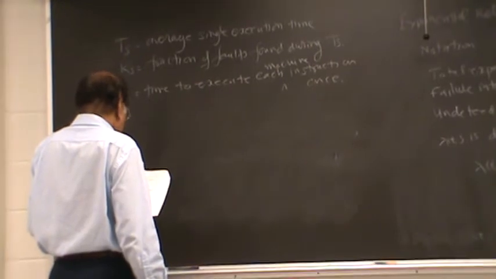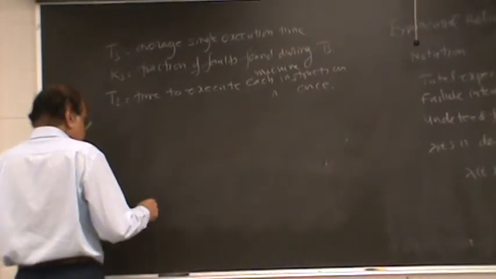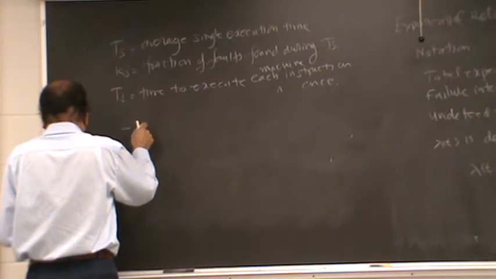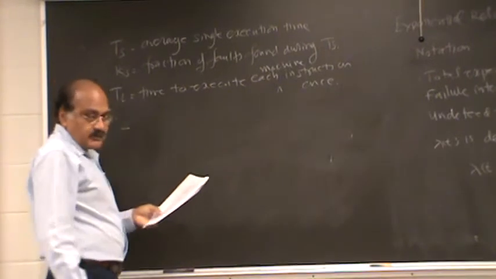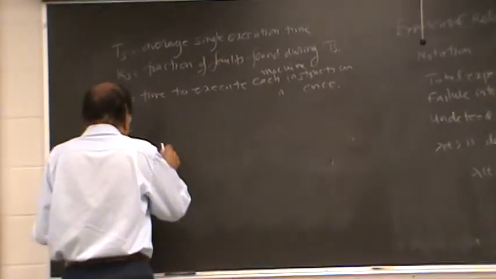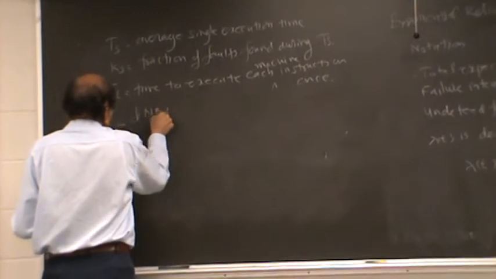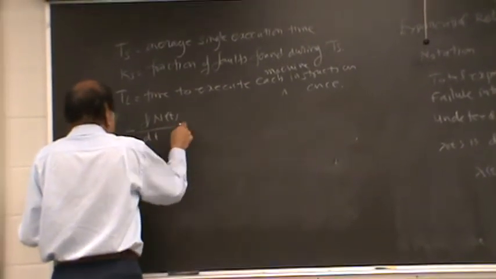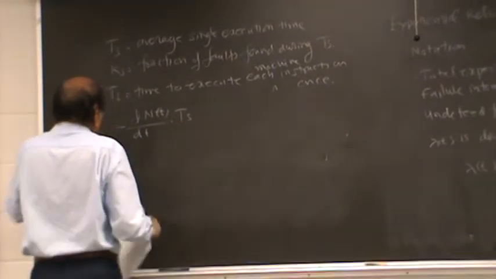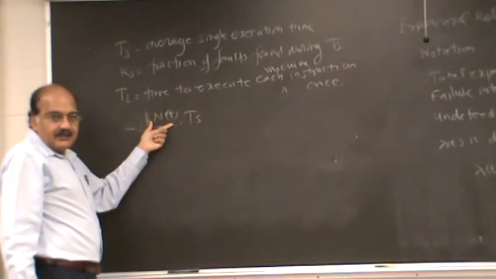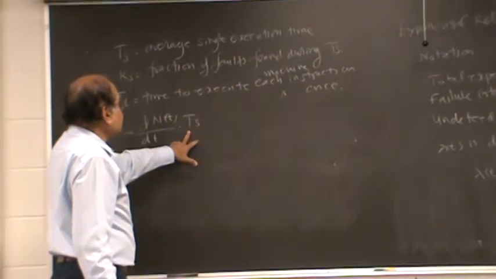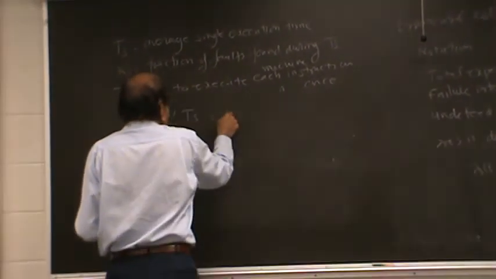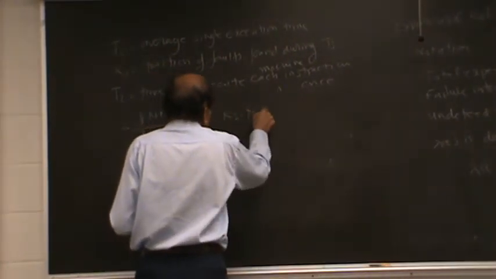Okay, let me refresh my memory here. Okay, so the number of faults that would be found during one execution would be given by the derivative of this, multiplied by t sub s, minus, to represent the fact that the number of faults present decreases, multiplied by the single execution time. So the faults that would be found in a single execution would be given by t sub s multiplied by the number of faults present there.